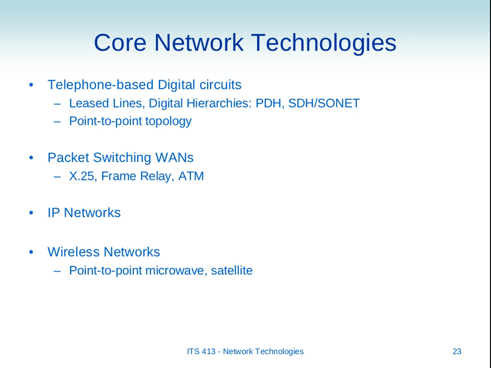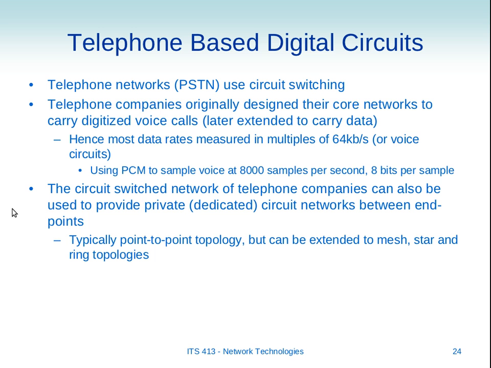Let's go through telephone-based digital circuits. So the public switched telephone network uses circuit switching. Telephone companies originally designed these networks to carry digital voice calls. So before people were so interested in sending data, the networks were designed to carry voice calls, and later extended to carry data. So most of the design of the networks is based upon this concept of a single voice call. A single voice call occupies 4 kilohertz of bandwidth, which is equivalent to about 64 kilobits per second for data.